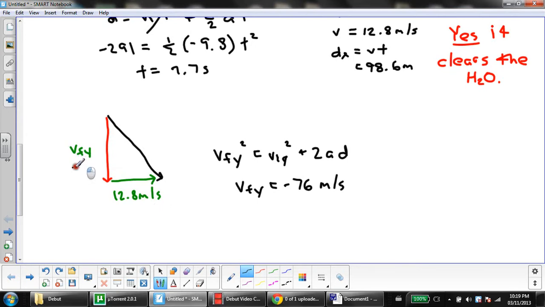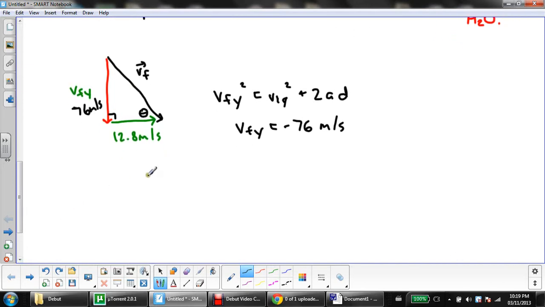So I'll put here 76 meters per second. Now I'm interested in this side over here. This is a right angled triangle, and I want this angle right here as a better angle to report from, because I can measure the angle up from the ground. So first I need to use Pythagorean theorem. If I use Pythagorean theorem to get this side, this guy equals about 77 meters per second.